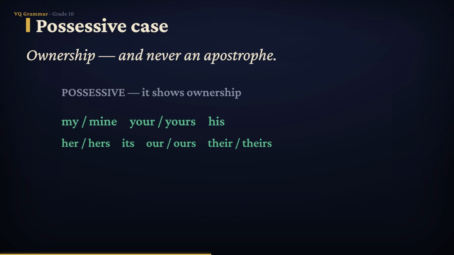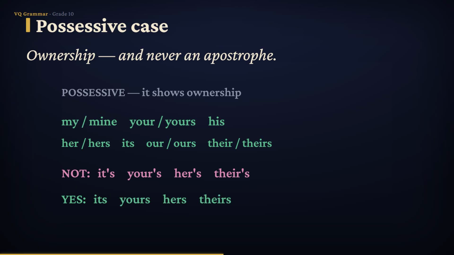And now here is the part people get wrong constantly, so let it sink in. A possessive pronoun never, ever takes an apostrophe. There is no such word as your's, or her's, or their's. Write its, yours, hers, theirs. Clean, with no apostrophe anywhere. The one that trips up everybody is it's with an apostrophe, which is simply short for it is.